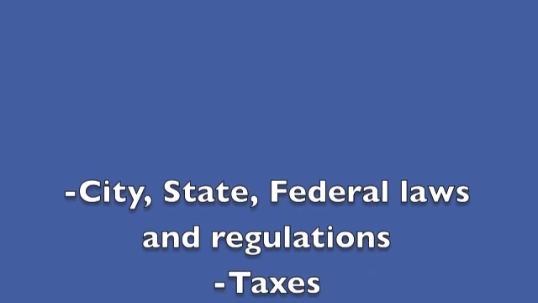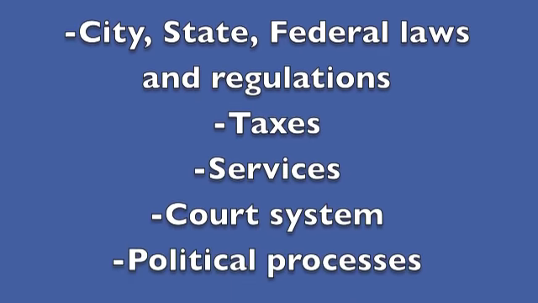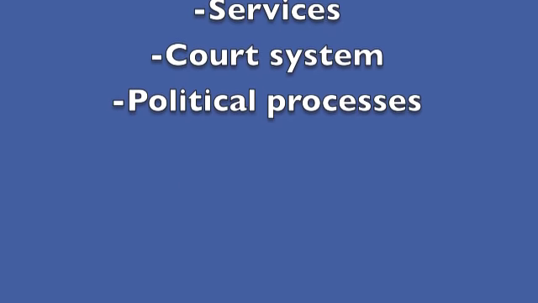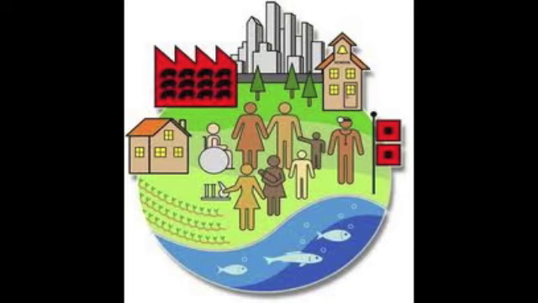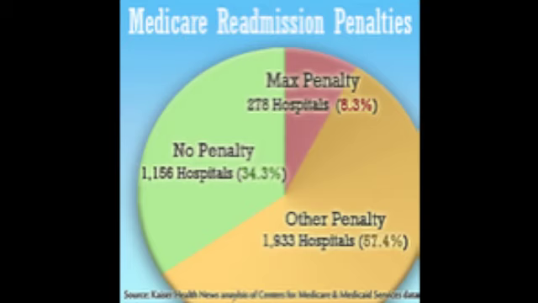Government sector. This includes city, state, federal laws and regulations, taxes, services, court systems, and political processes. Understand that healthcare policies are always changing, and you must be prepared to handle those changes. Also, knowing local policies and state policies is very important. Understand the community that the HCO is located in, and managers of HCOs should be aware of presidential policies. An example of policy is Medicare cutting funding to hospitals that are having too high levels of readmission.